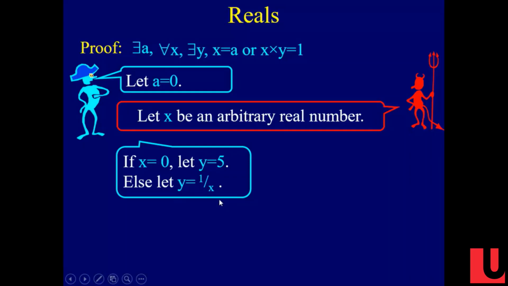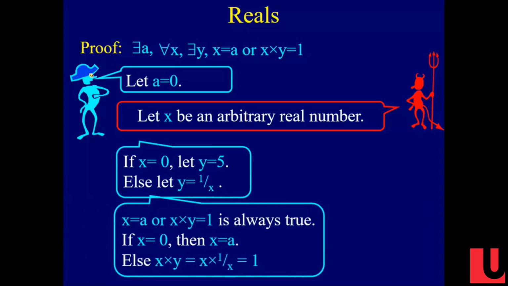But what happens if x is 0? Then I can't come up with 1 over 0. But to play the game properly, I still need a y. So let's make y 5. And people are going to ask, why 5? And I say, well, because if I said 6, you would say y 6. So let's keep playing the game. Let's see if I win or not.